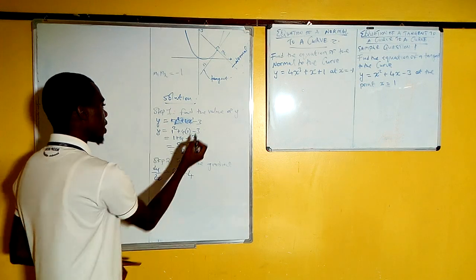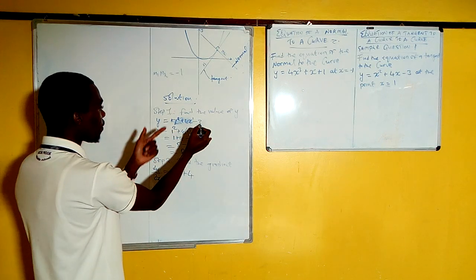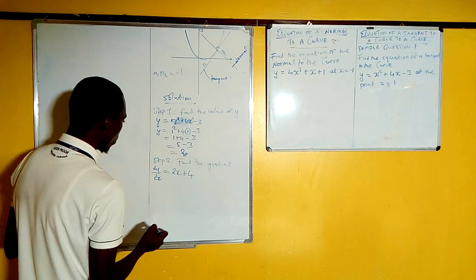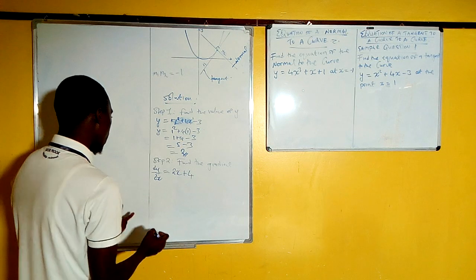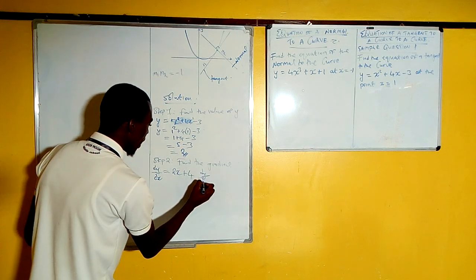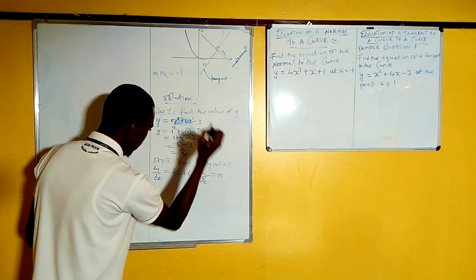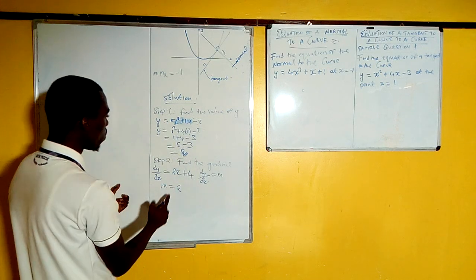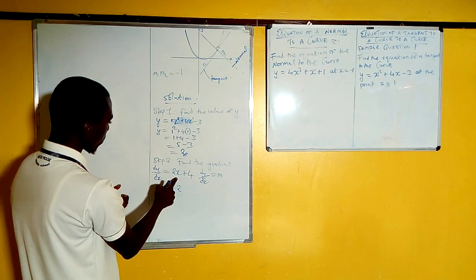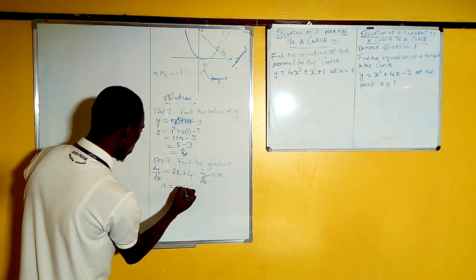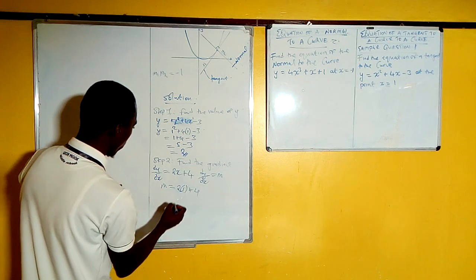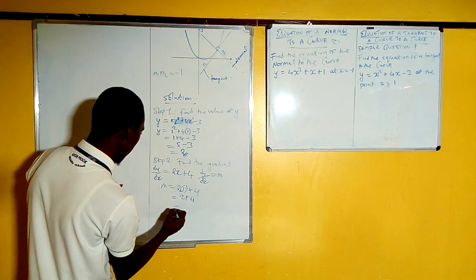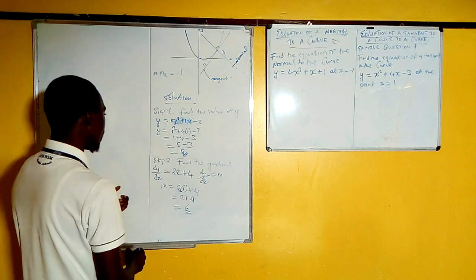Then also remember the derivative of a constant number is 0. So we just ignore it. So the dy by dx is this one. Then we know that dy by dx is equal to the gradient. So for us to find the gradient m here, we are simply going to substitute. We put 2, we put 1 there, plus 4. So this one will simply be equal to 2 plus 4, and our gradient here will be 6.